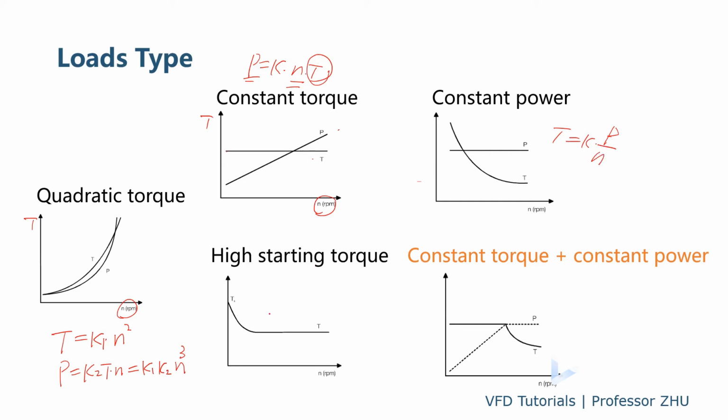And this is constant torque with high starting torque, for some special loads, because they have friction torque. So at low speed, they will have a higher torque than normal. And also this one: below the base speed you have constant torque, and above the base speed you have constant power. So this is a combination of constant torque and constant power.